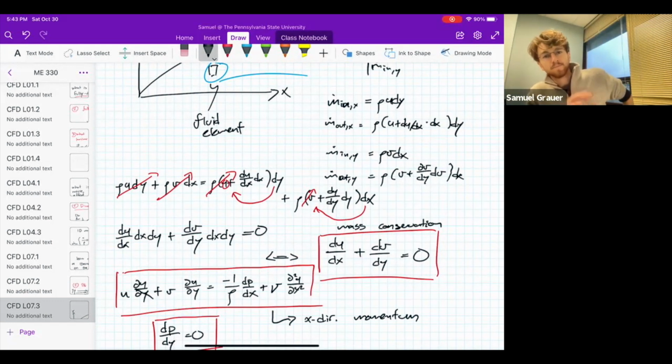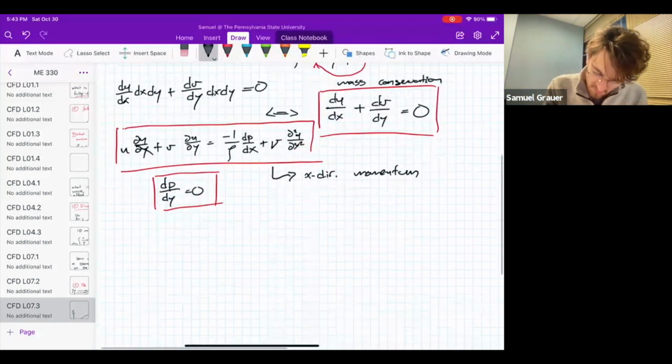But the point of retaining the pressure terms is that you might have an adverse pressure gradient or a favorable pressure gradient. And we're going to encounter situations like that later in the class. So I'm leaving P in, but these equations have been simplified for 2D boundary layer. So here, this is y direction momentum.